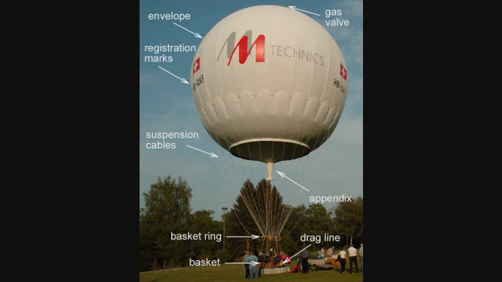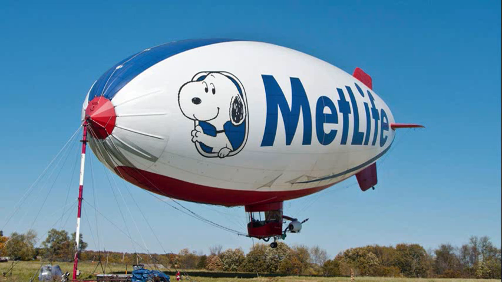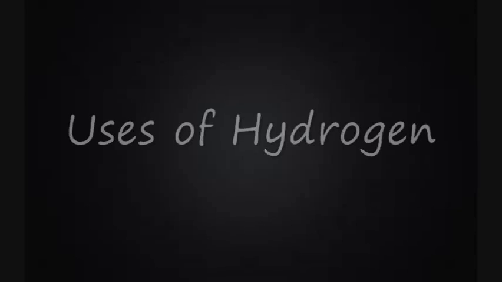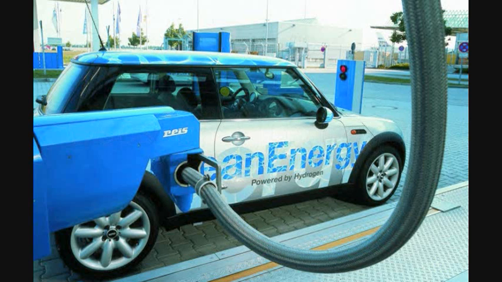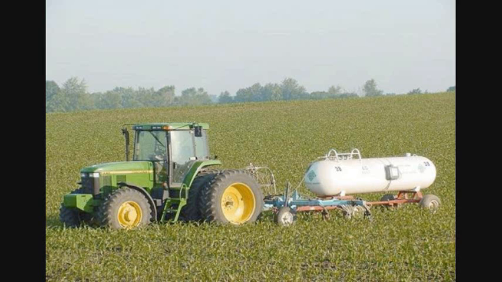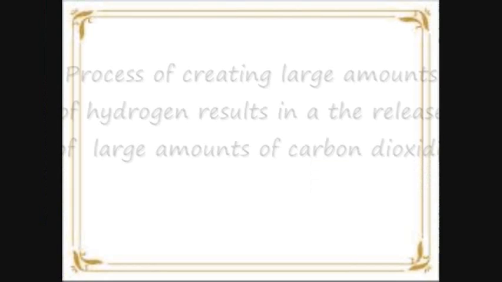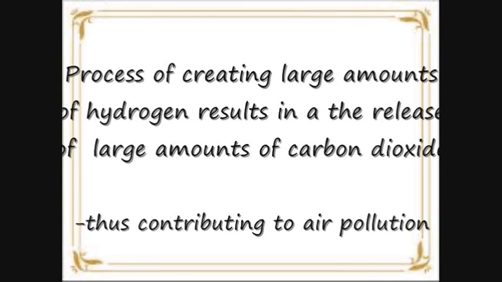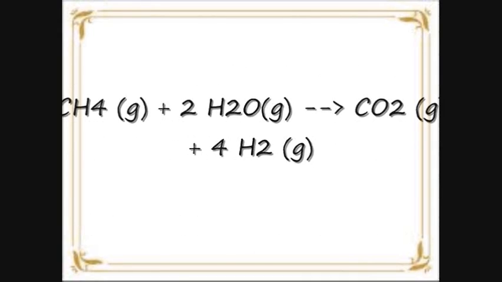The two gases, helium and hydrogen, which are used in gas balloons and dirigibles, are also very safe and they have no negative effect on the environment. Hydrogen in particular has many uses such as fuel for cars, the production of petroleum, and the production of ammonia, NH3, which is used in fertilizer. Unfortunately, the production of hydrogen gas creates pollution as it releases a lot of carbon dioxide into the air, as shown by the equation CH4 plus 2H2O, which becomes CO2 plus 4H2.